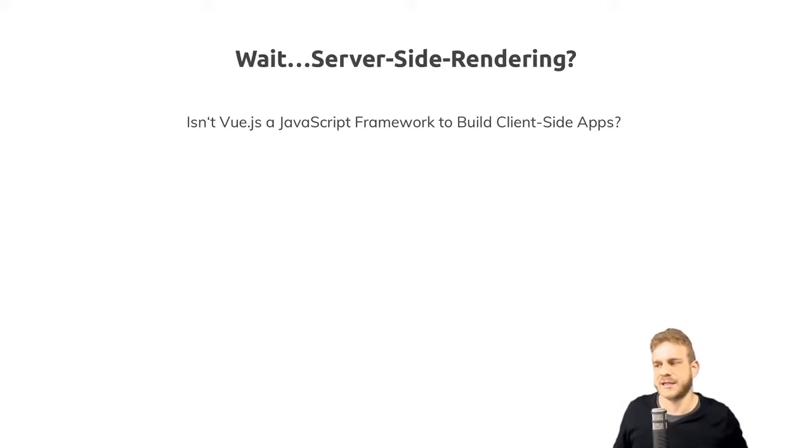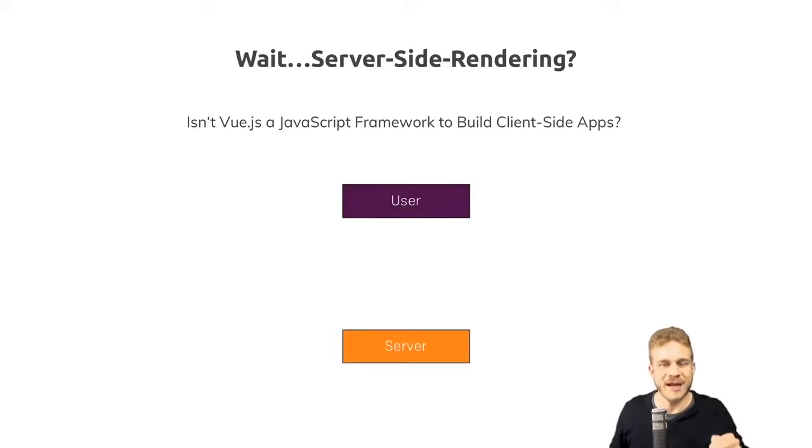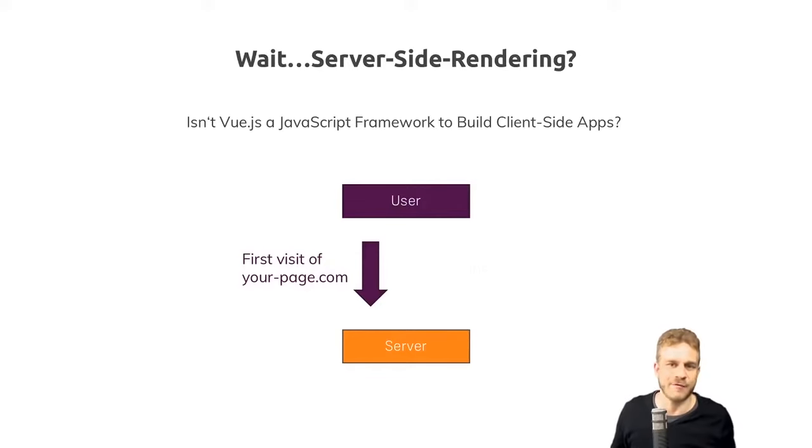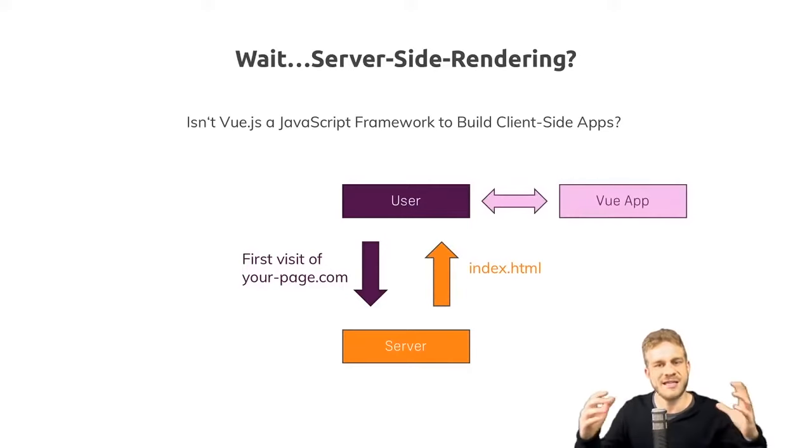Let's consider this case. We have our user, you, and you're visiting a website which is built with Vue.js. So you send a request to a server by entering a URL, for example. Now, typically, you would get back a response, and if you have a single-page application, that response is the index.html file, which contains your Vue app.